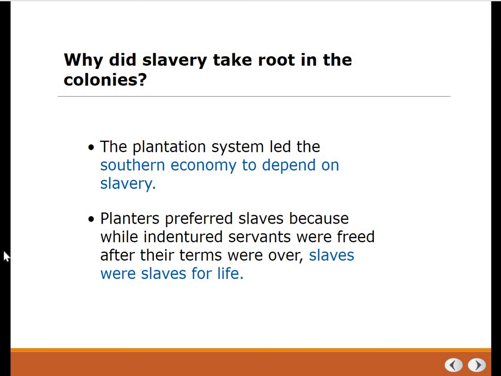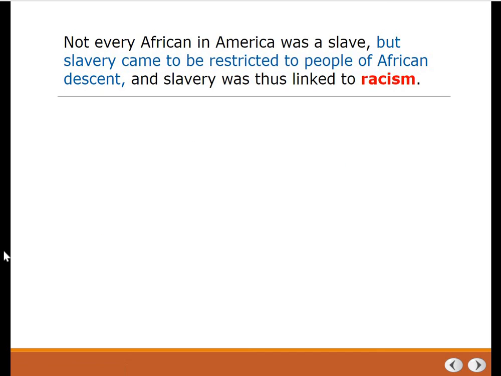Planters preferred slaves instead of indentured servants because, as we said, it became illegal for slaves to be freed. It became a lifetime sentence. Keep in mind that not every African in America was a slave. There were different reasons, right? Some had gotten freedom, but slavery became restricted to people of African descent.